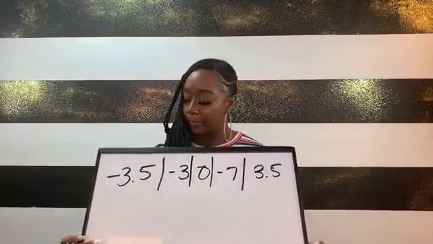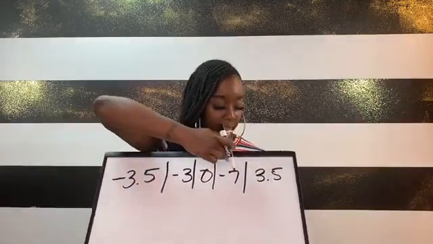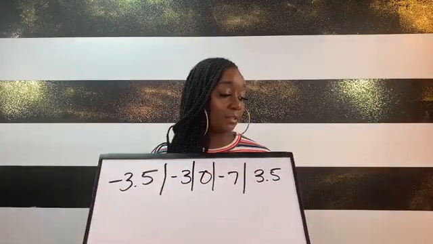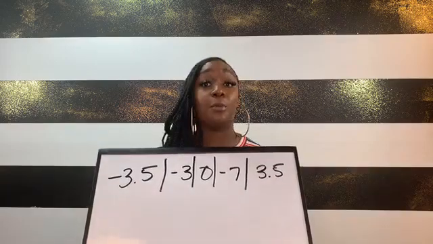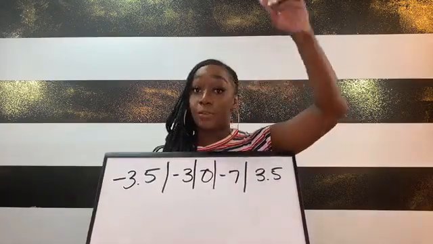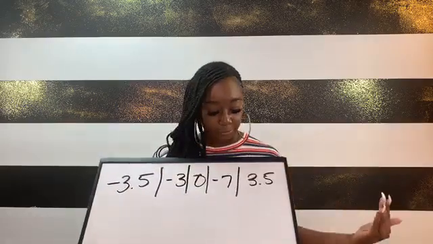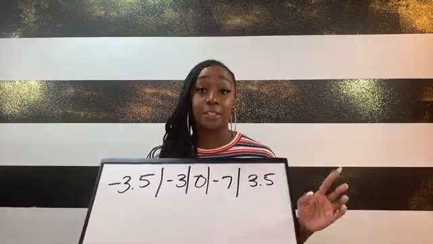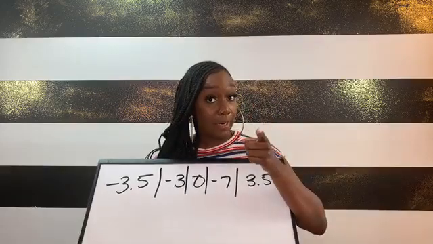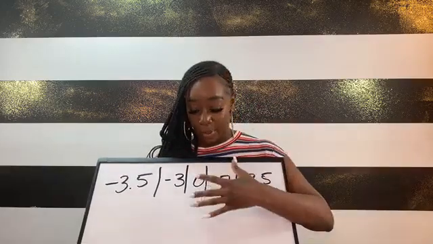All right, so let's say I gave you guys 5 values: negative 3.5, negative 3, 0, negative 7, and 3.5. And the question says, arrange the values in descending order. So we know that to descend means to go from greatest to least. Because these are already in the same form, we don't have to do any type of conversion. But we have to remember the difference between positive and negative numbers.